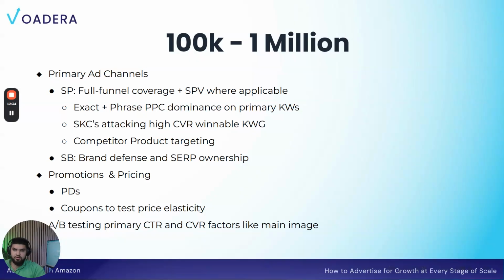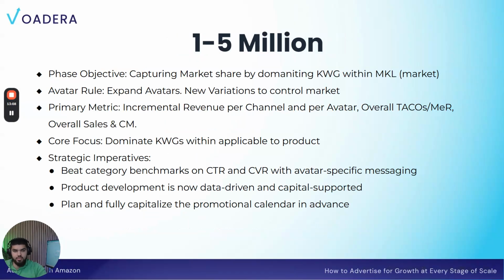And you want to do competitor product targeting, SB brand events, and search engine results page, basically showing ownership there for your primary keywords. Promotions and pricing, price discounts, coupons to test price elasticity. So you're starting to do PEDs. They used to call them prime exclusive discounts. I think now they're just price discounts. You're starting to run a small version of price discounts in there and coupons and promotions to get it testing. And then you're A/B testing the main image, the CVR. You're just making sure what resonates with your ads to get you to the next level of growth. The 1 to 5 million.